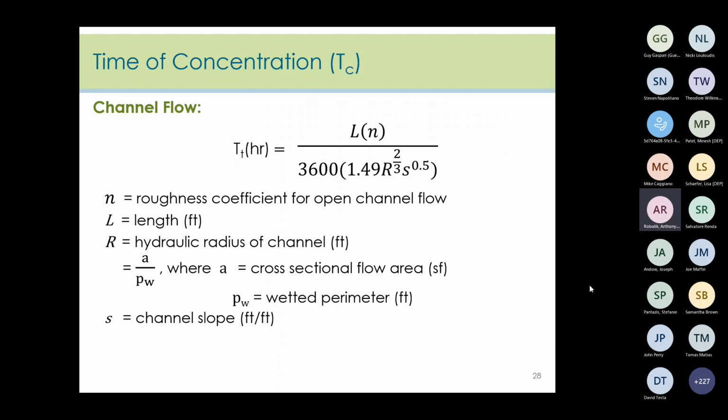So the last travel time we need to calculate is for open channel flow. For this calculation, we need the length of this segment, the roughness coefficient for the open channel flow, which is different from the other Manning's N value previously covered, hydraulic radius, and the channel slope. Manning's N values for open channel flow can be obtained from standard hydraulics textbooks. The hydraulic radius is equal to the cross-sectional flow area divided by the wetted perimeter, and that's the surface of the channel bottom and the sides that are in direct contact with the flow.